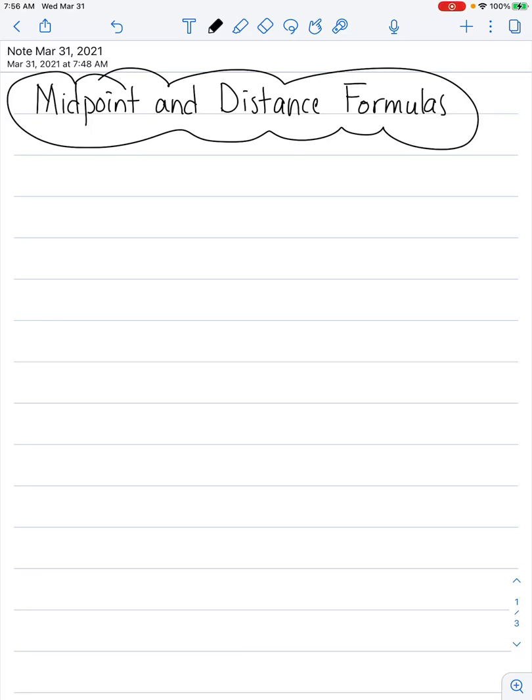Hello everyone. Today we're going to take a look at midpoint and distance formulas. So first, let's begin with your distance formula. Before we talk about the formula, what is distance between 2 points?